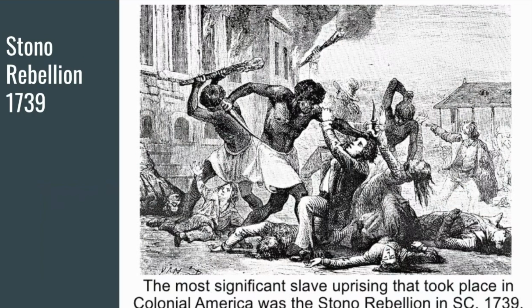Now we're going to talk about the Stono Rebellion, which was in 1739. Slaves tried to escape South Carolina in order to seek freedom in Spanish-run Florida. However, they failed, and this started the beginning of the acts imposed on slaves.